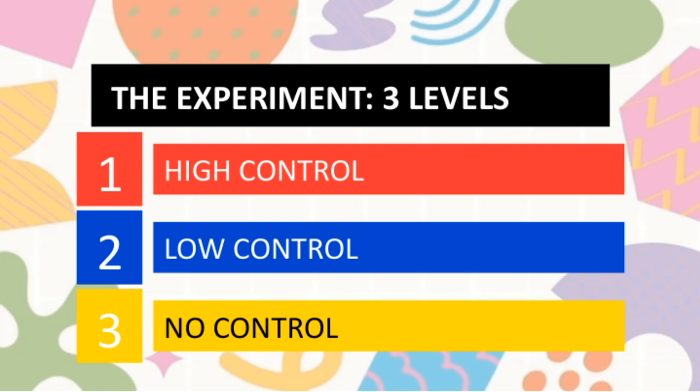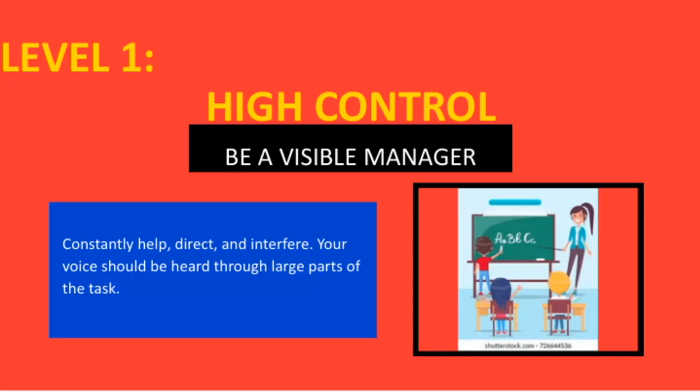As we proceed, keep in mind that the level of control affects how confidently we can draw conclusions from our data. When you're in a high-control situation, it's all about being actively involved in guiding the team. You constantly help, direct, and sometimes interfere to ensure everything stays on track. Your voice should be heard throughout most of the task, providing clear instructions and feedback.